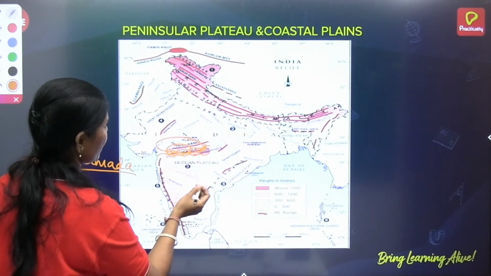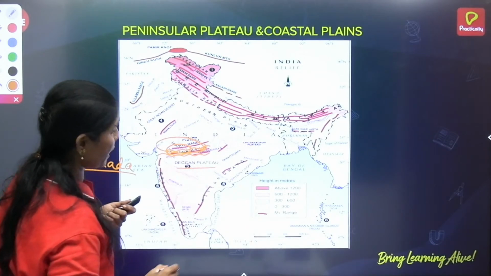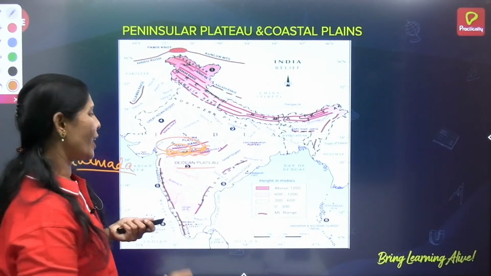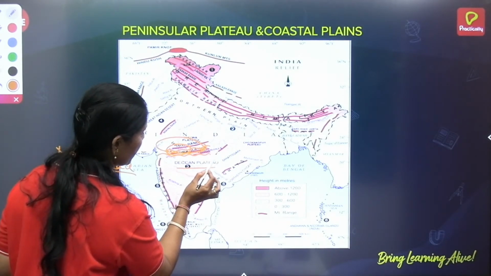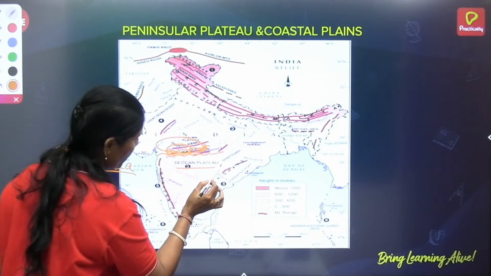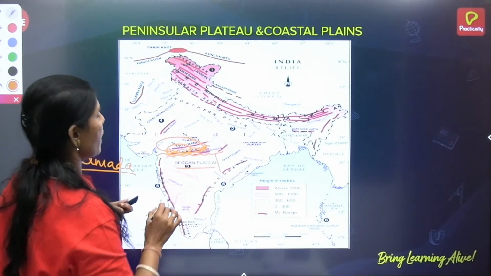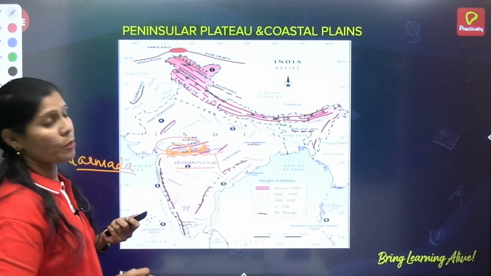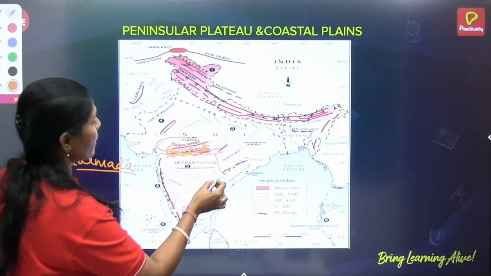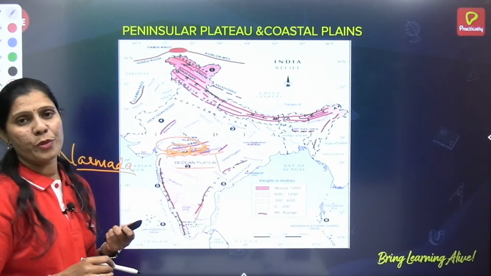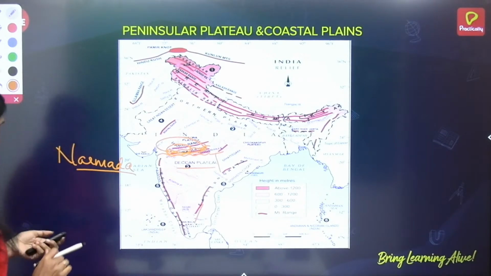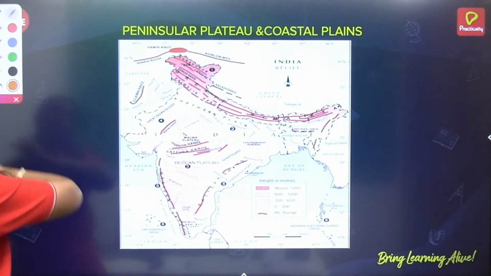And coming to the Deccan Plateau. The Deccan Plateau is surrounded on the north side by Mahadev Hills and Kaimur Hills. Okay, and Western Ghats and Eastern Ghats. Okay, so that point you need to note down.